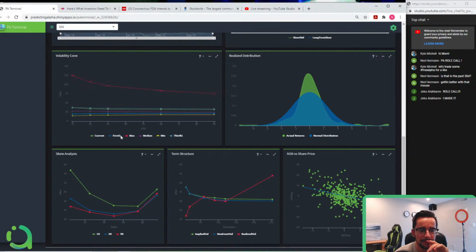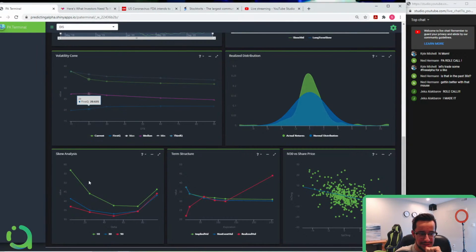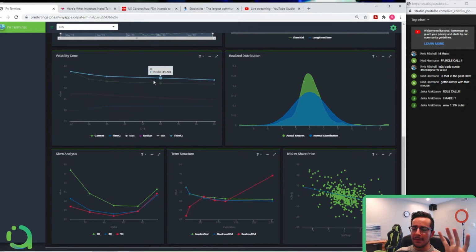So let's take off the maximum here. We're going to look at the vol cone. So we can see that for the near dated options, right, we have pretty much the highest we've seen in a while for Disney, right? The implied volatility is pretty high right now, right? We're looking at 37 vol for the 10 DTE, 10 business day DTE options. So volatility is high. So we can maybe take advantage of that.